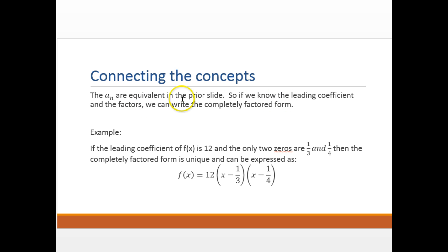So again, knowing that the a_n's are equivalent in the prior slide, we can write the completely factored form. If the leading coefficient of f of x is 12 and the only two zeros are 1/3 and 1/4, then the completely factored form is unique and can be expressed as follows. I have two zeros, 1/3 and 1/4, so there are factors of x minus 1/3 and x minus 1/4. And if 12 is the a_n, the leading coefficient, the 12 simply goes out front. So we can take just this bit of knowledge and write the completely factored form of this polynomial.